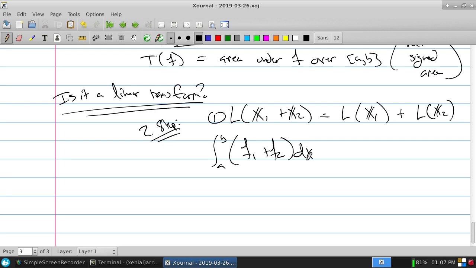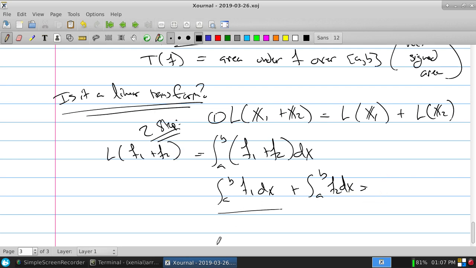It splits, right? And so this is actually equal to the integral from A to B of f1 dx plus the integral from A to B of f2 dx. By the way, what is that? So this was L of f1 plus f2. And what's this? Well, that's just the area under f1, and that's the area under f2. Is it true? Yeah. The area under the sum of functions is the sum of the areas. We already knew this, and that's all. That's what you would check. That'd be 1.